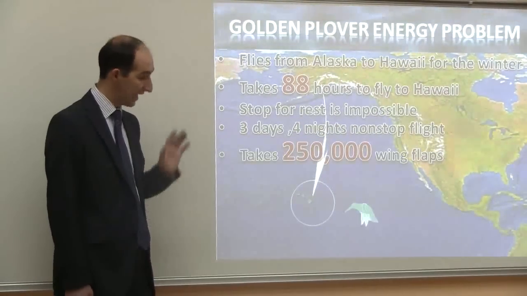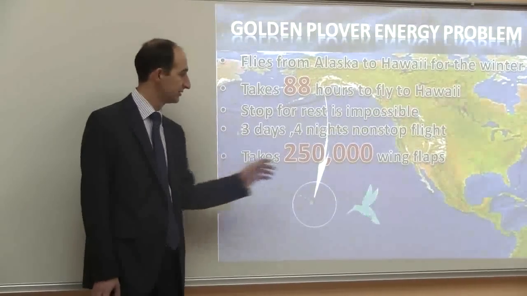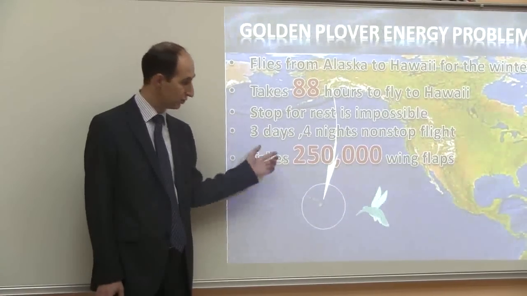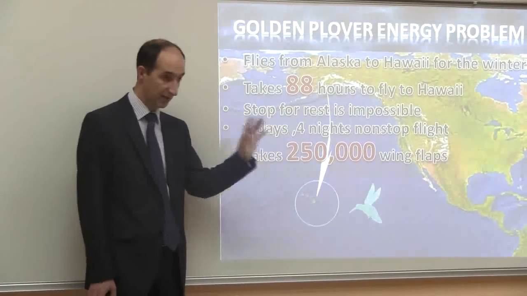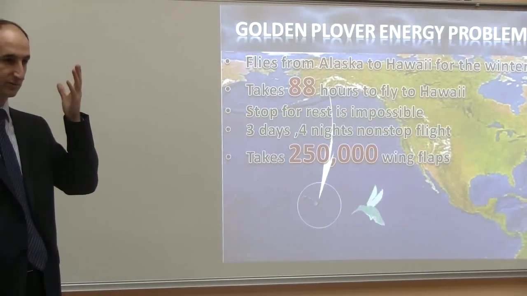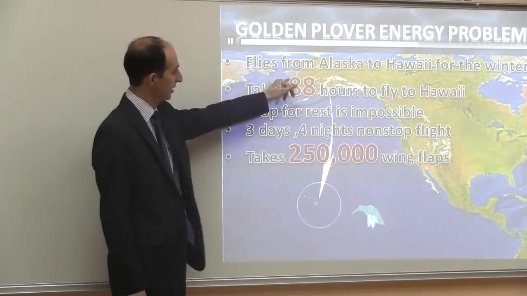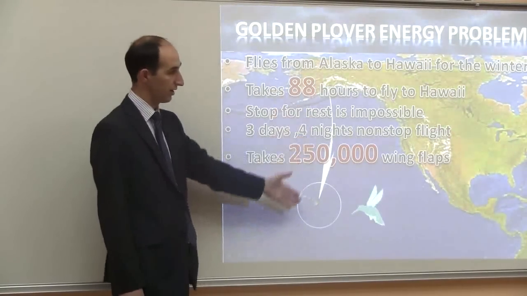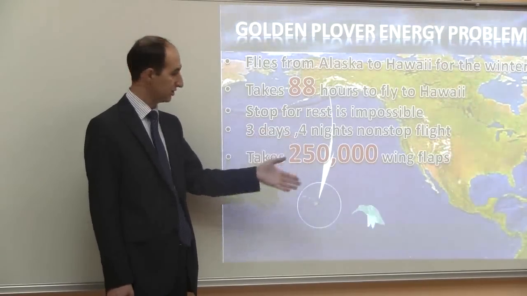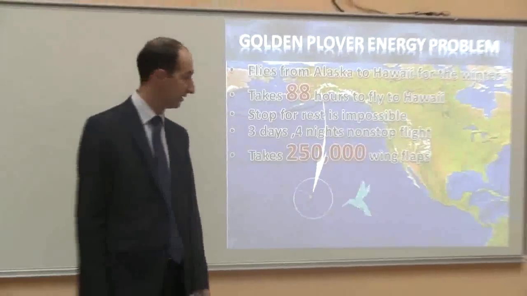Unbelievable. And 250,000 wing flaps or beats. Wing flaps. 250,000 wing flaps. Try to imagine. So 88 hours, you are flying 88 hours from Alaska to Hawaii. You cannot sleep, you cannot eat anything, there is no place to rest. So it's a non-stop flight.